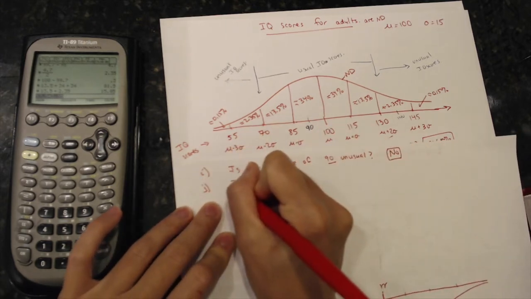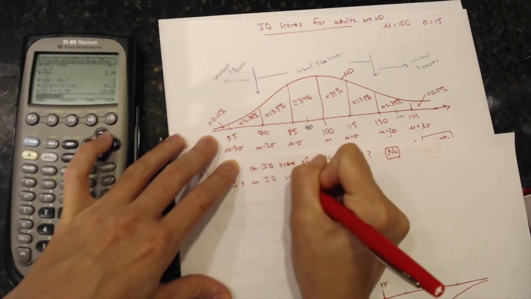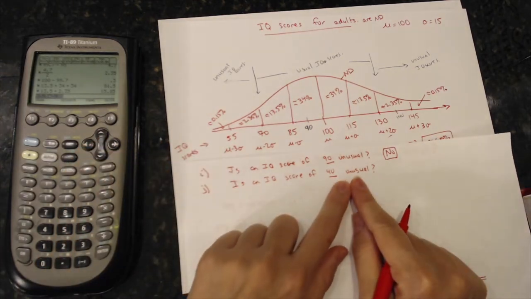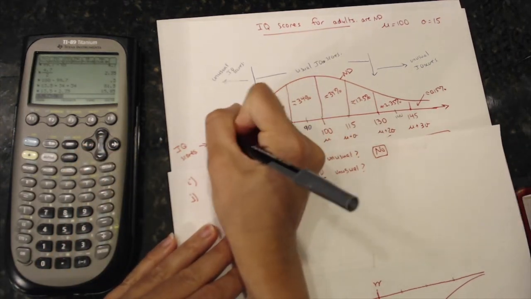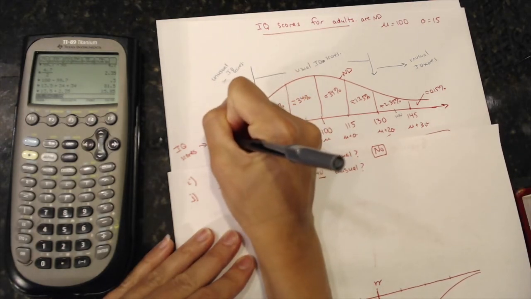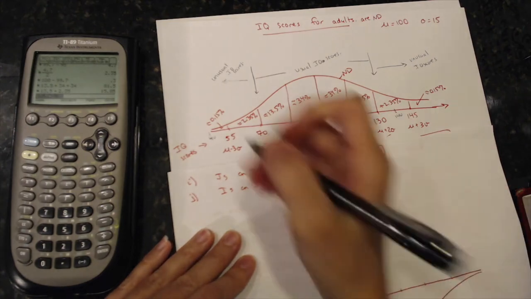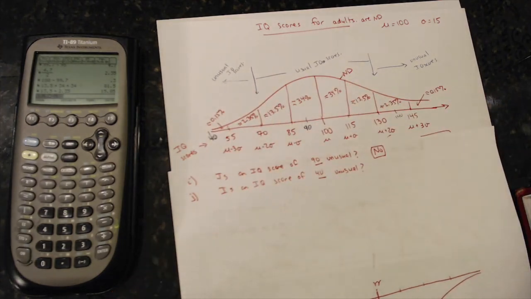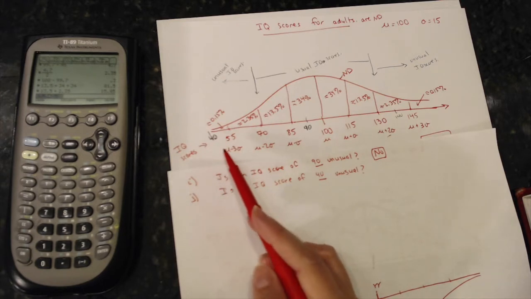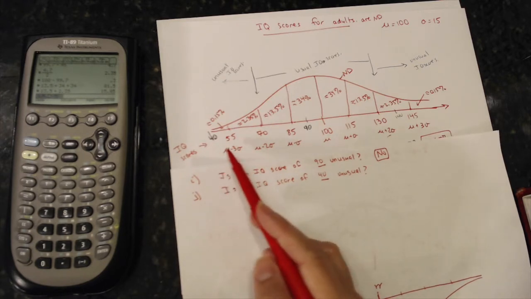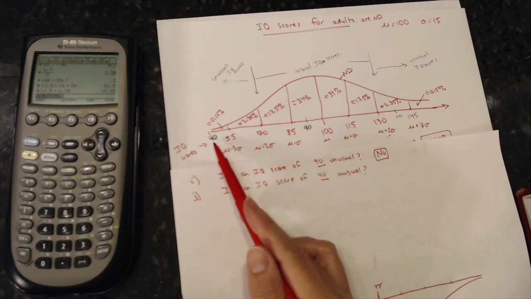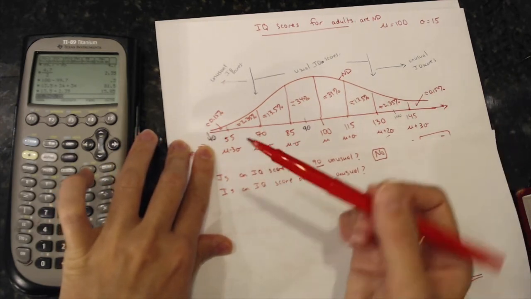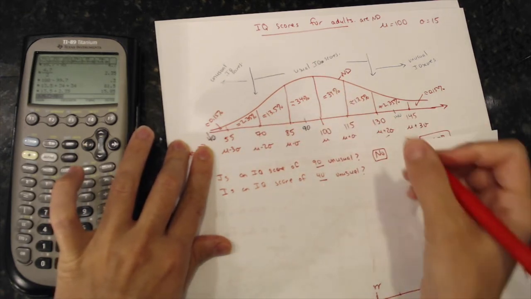Let me do one more. Is an IQ score of 40 unusual? Well, where's 40 located? Definitely less than 55. So over here somewhere, to the left of 55, somewhere in that little area. So that's less than three standard deviations from the mean, below the mean. Would that be unusual or usual? Well, definitely it is less than two standard deviations below the mean, right? It's to the left of 70. So if I'm to the left of 70, then I'm unusual. So is an IQ score of 40 unusual? Yes.